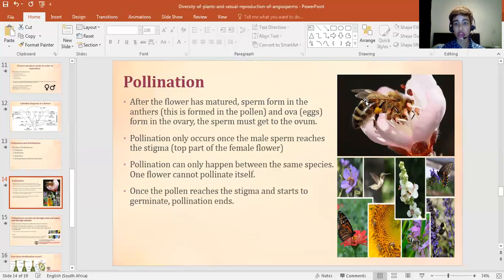If the flowers are unisex, so male parts only or female parts only, pollinators come into the picture. The pollinators will come on a plant, looking for either nectar or pollen in the flower. As they do this, the pollen will stick onto their bodies. When they travel to another flower, perhaps that flower is female, the pollen will then stick onto the stigma of the female, travel down the style, and meet up with the ovum inside the ovary. That we call cross-pollination.